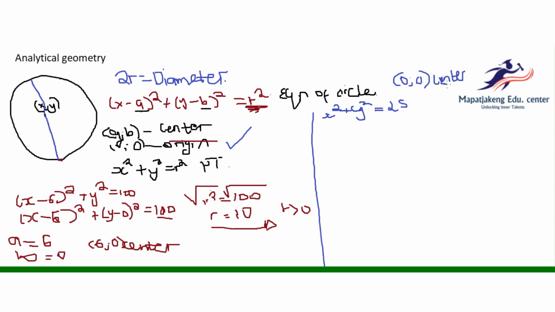This is the special case of the equation of a circle. Then your radius in this case is going to be the square root of 25. As I said, always take the positive, so it's going to be 5.